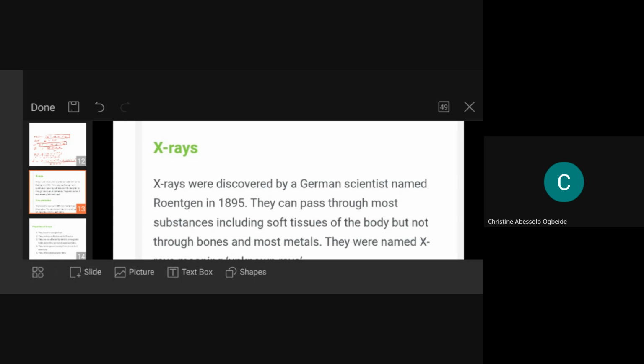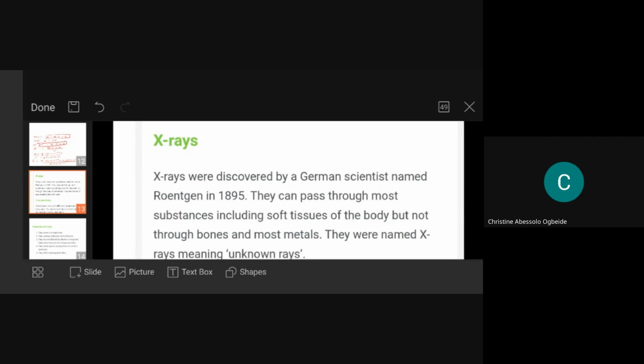Because if you're a student of past questions, or you've been going through some past questions, you would have seen questions where you're being asked things like list 3 importance of X-ray, stuff like that. What are the effects of X-ray and other things? So X-ray was actually discovered by Roentgen in 1895. So Roentgen discovered X-rays in 1895, and they can pass through most substances, including soft tissues of the body, but not through bones and most metals.